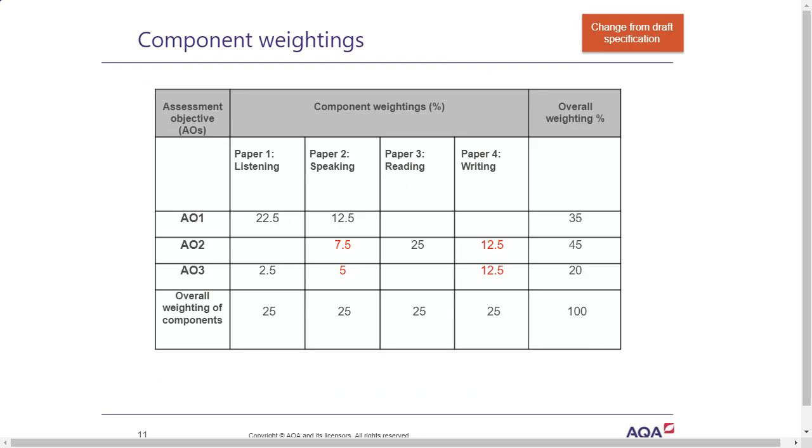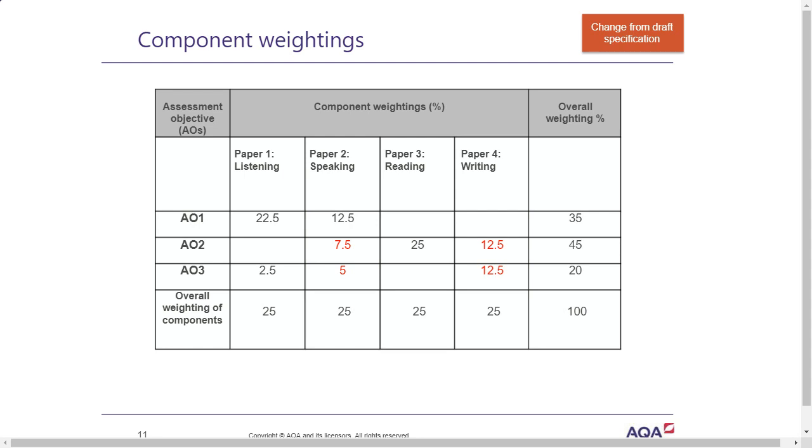This table represents the final component weightings, and you can see in red where the changes have been made from our first draft. As you can see, most of the AO3 marks in our assessment are now allocated to paper 4 writing. This was 10% for paper 4 for AO3 in the draft version and 7.5% for paper 2.